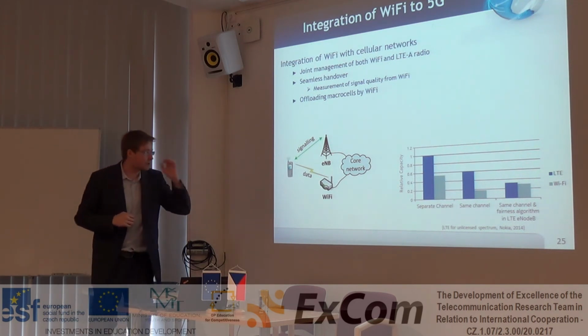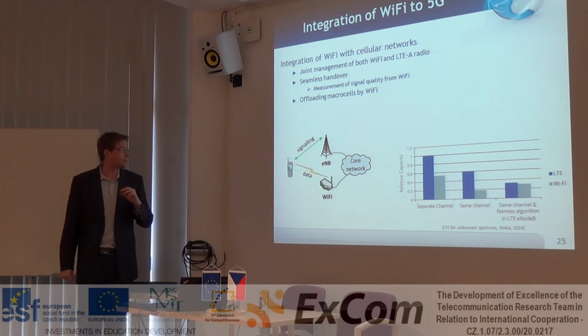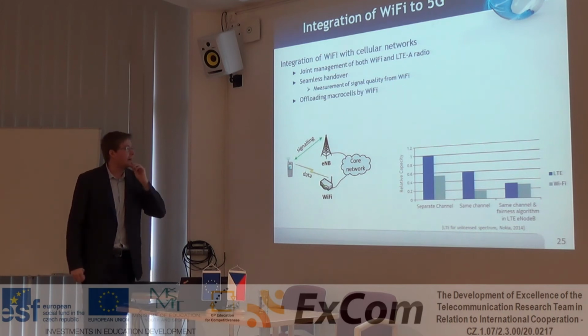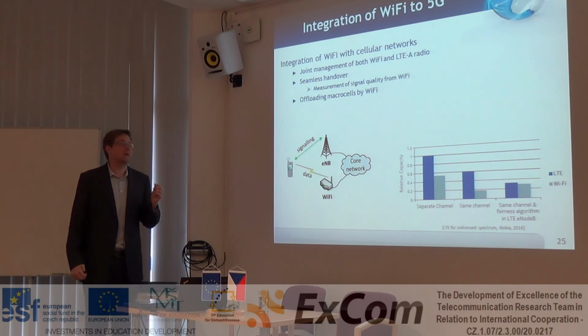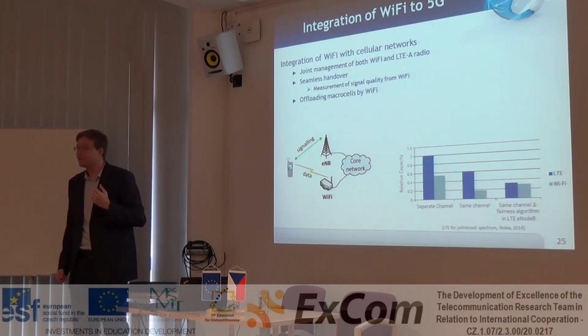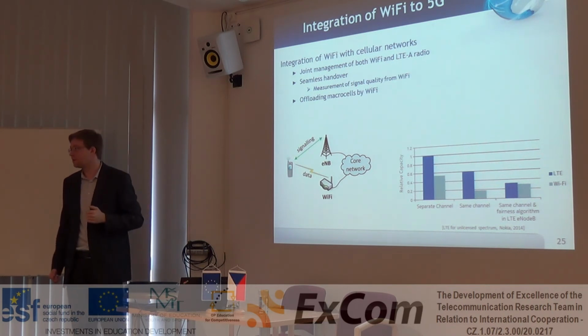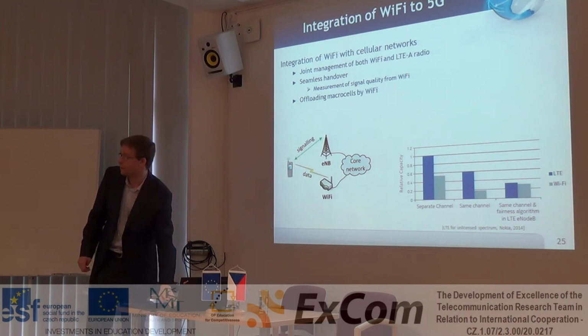I found some interesting figures drawn by Nokia. They were comparing efficiency of LTE and Wi-Fi, and of course LTE is much more efficient, but the even higher difference is in case of interference. If there is interference, Wi-Fi is failing. It's not able to handle interference efficiently. So that's the reason why cooperation of both technologies is very important.